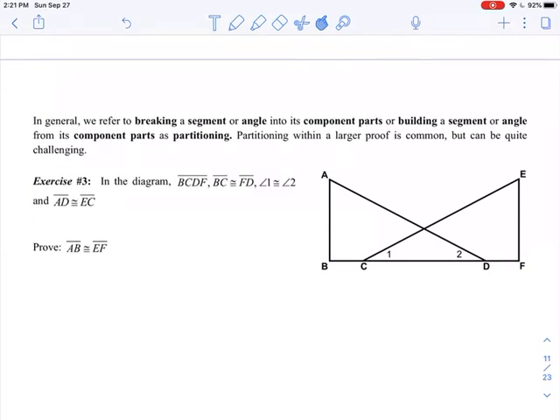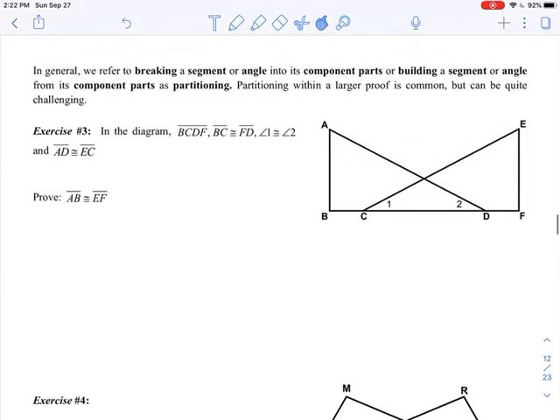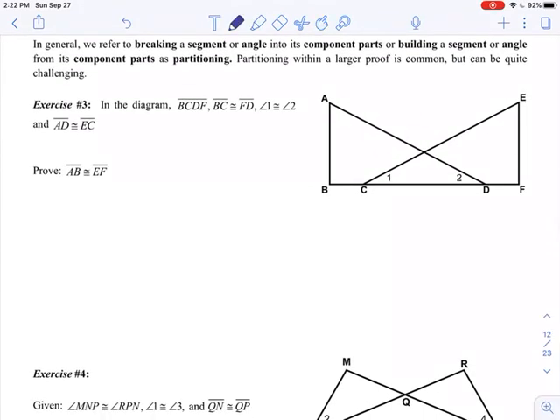The next page at the top is just talking about how we're going to use partitioning, but we're really not, because we're not using that whole is equal to the sum of its parts. We're just going to go right to addition or right to subtraction. But it definitely can become challenging in proofs where they're overlapping and a lot's going on. So let's look at this exercise right here, exercise 3.